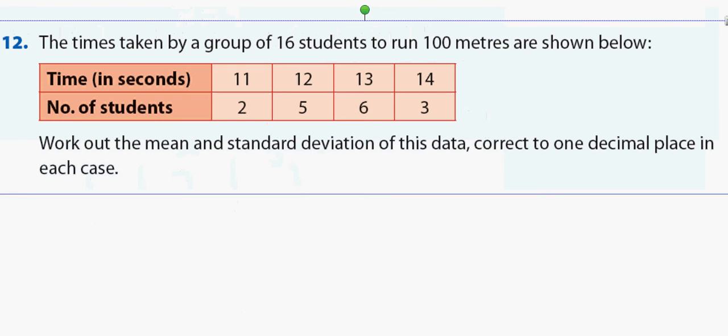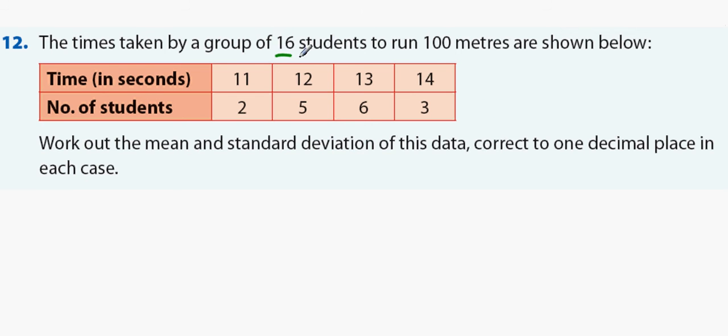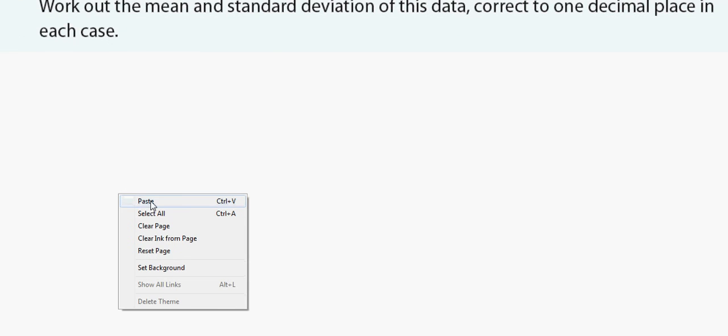Okay, next one. The times taken by 16 students to run 100 meters are shown below. Work out the mean and standard deviation of this data, correct to 1 decimal place in each case. Alright, so in this case we're going to need a frequency table: 11 by 2, 12 by 5, 13 by 6, 14 by 5. We're going to work out the mean and standard deviation once again just using the calculator. Once standard deviation is involved, the calculator is the much safer bet.